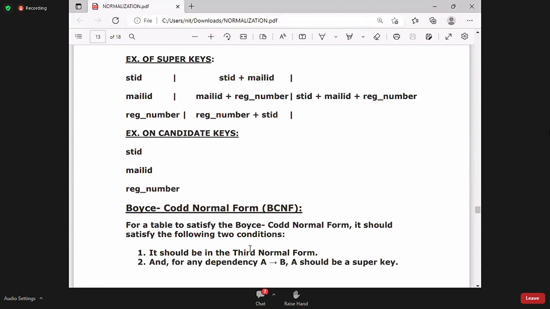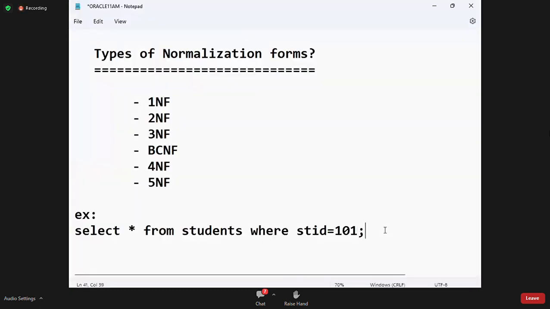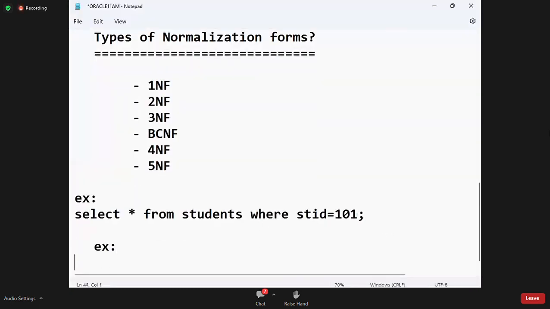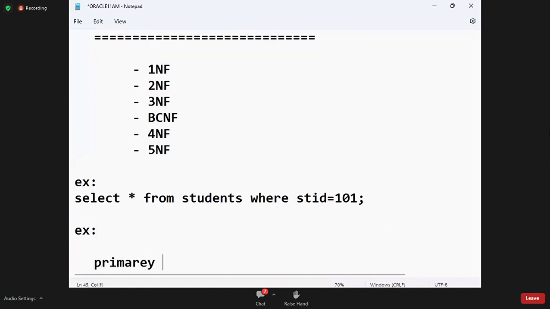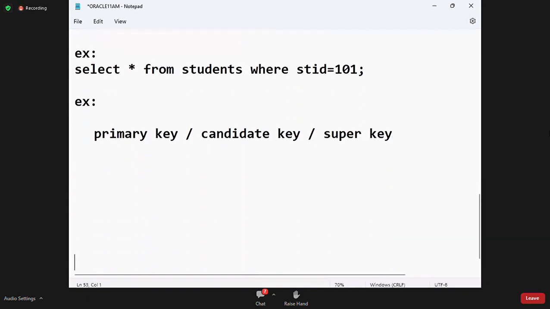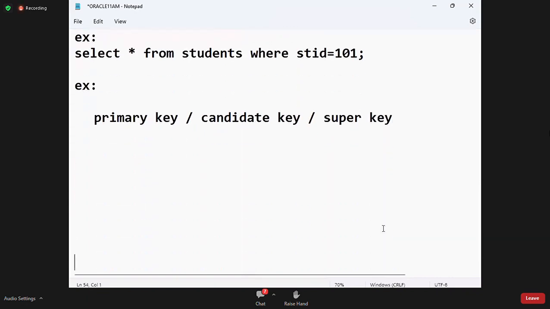And now here one more interesting point I will tell you. By seeing this, you will get some more knowledge, some more idea. What does this mean? Primary key, candidate key, super key. These all are called the same. That means a primary key column is called a super key column. A primary key column is also called a candidate column.